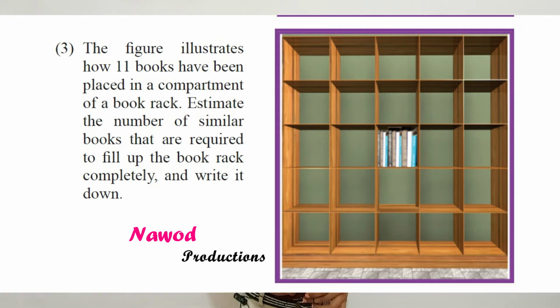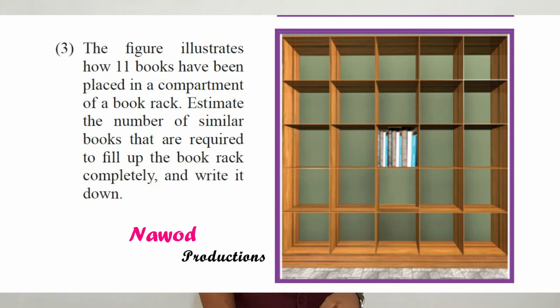Yes, on this rack you have 11 books. Then one by one you want to count and find the total number of books that can be on this rack. Then, dear students, to the length side, how many columns are there? 1, 2, 3, 4, 5. Then upwards, 1, 2, 3, 4, 5.